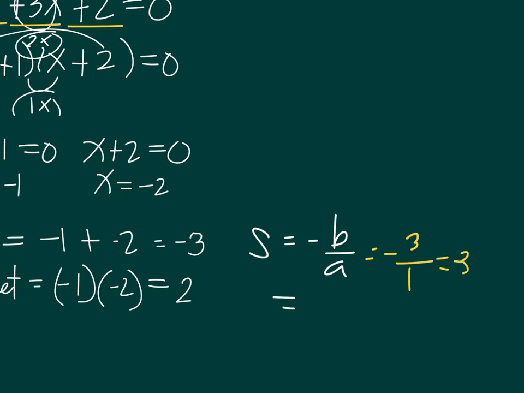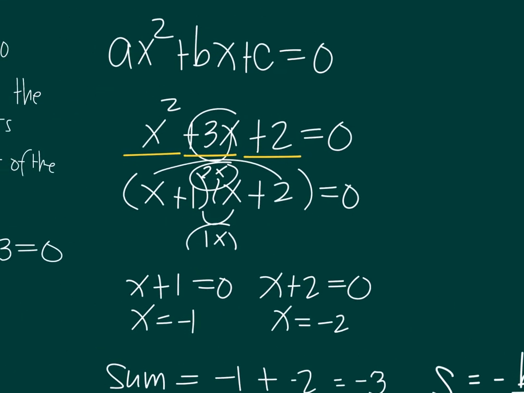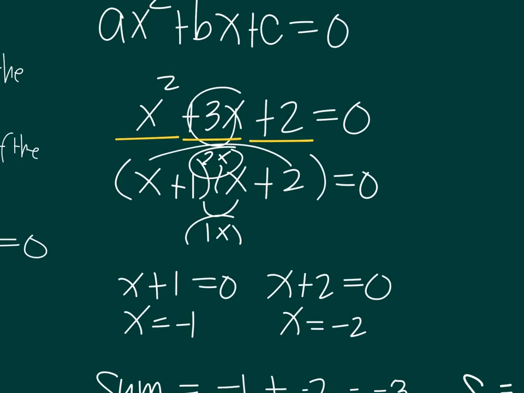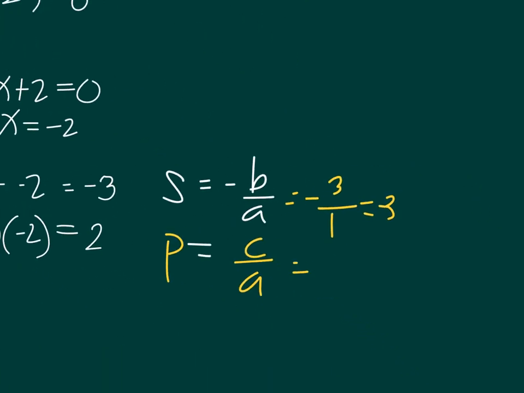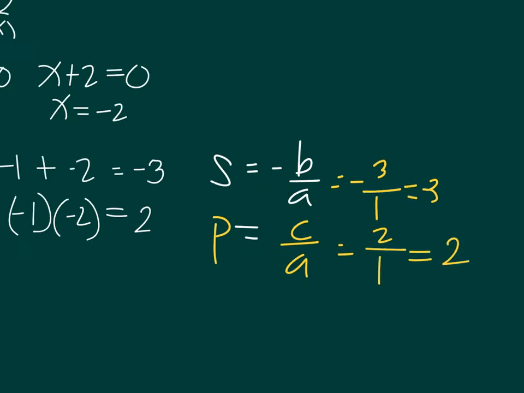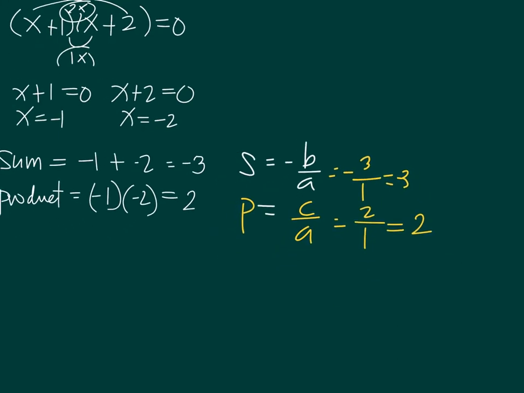And then the product is c over a. The c in the equation is 2. So you can see it here, that is your c. That's your a, rather, which is a 1. So this is 2 and this is 1. So the product must be 2. So it really shows negative b over a and c over a are the sum and the product of the roots respectively.